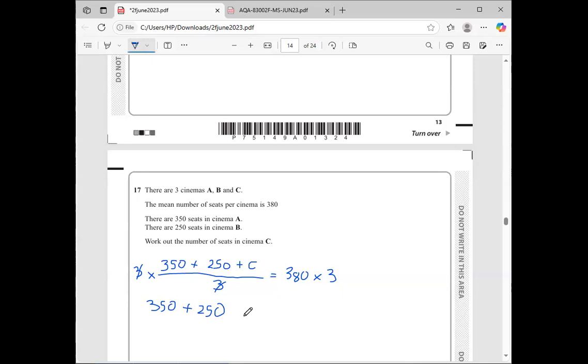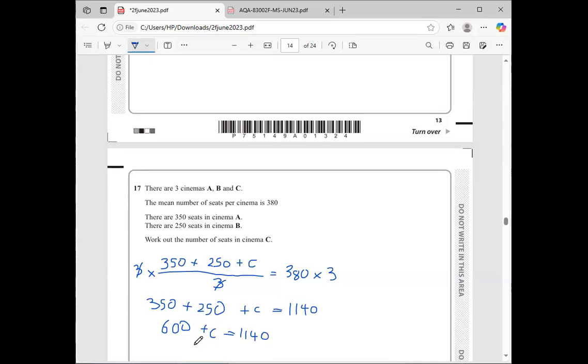So what I'll be left with is 350 plus 250 plus C. That's what will be left on the left-hand side, equals 1,140. So when you add 350 to 250, you have 600, right? So that's 600 plus C equals 1,140.